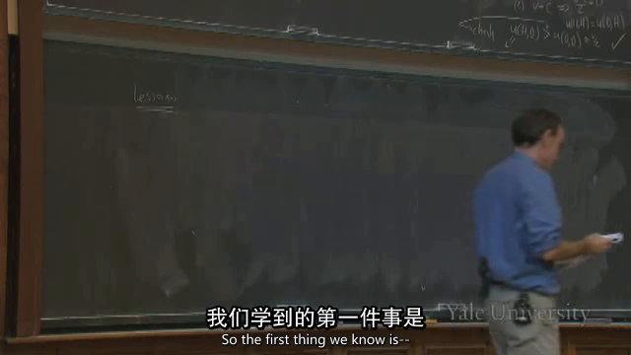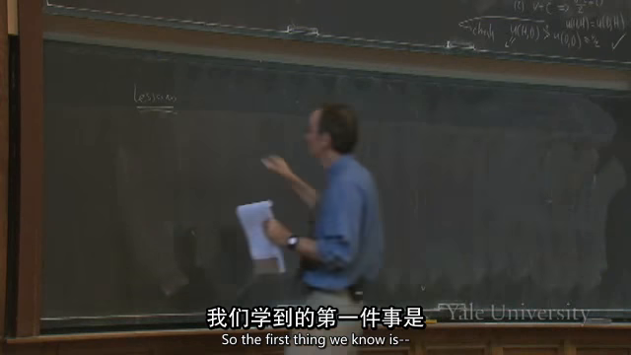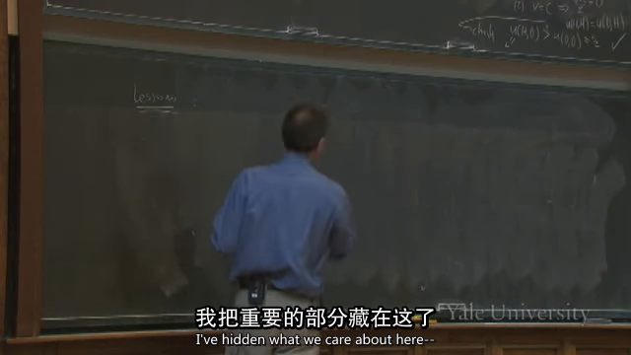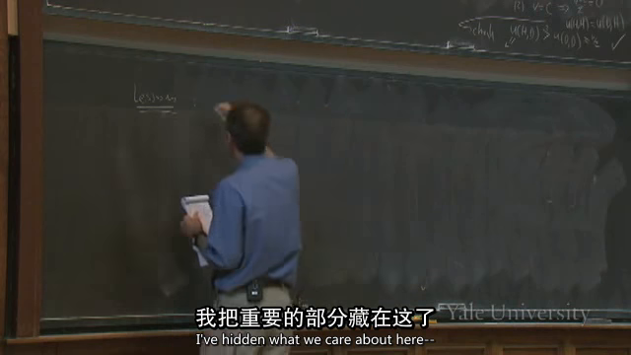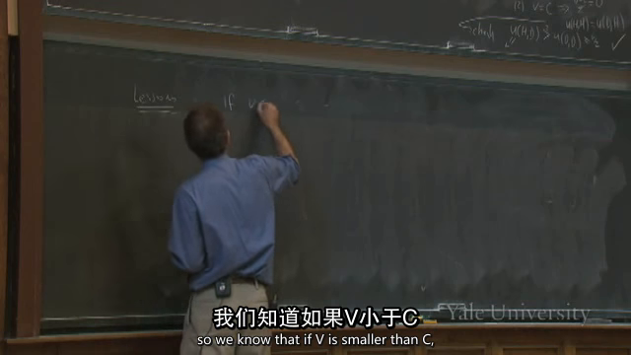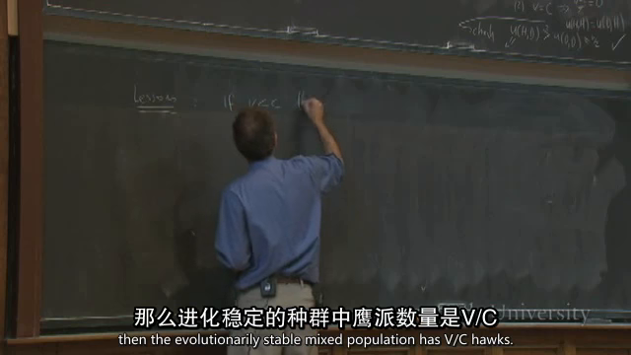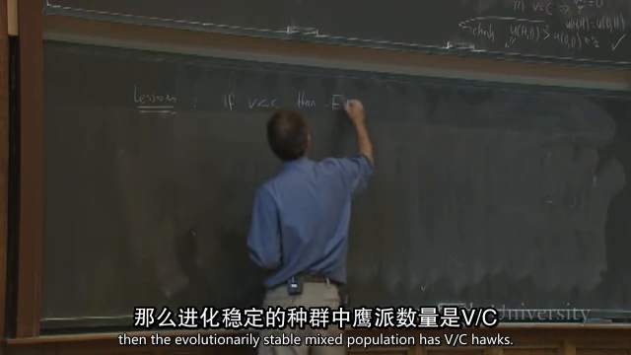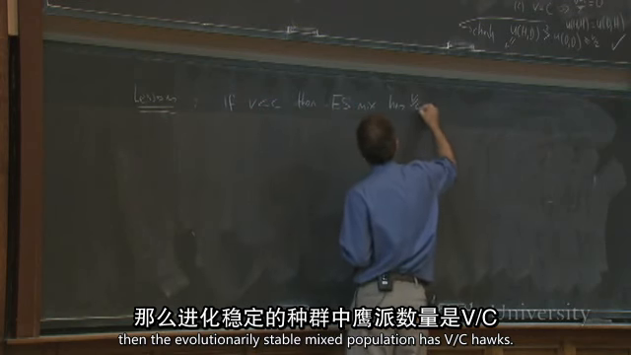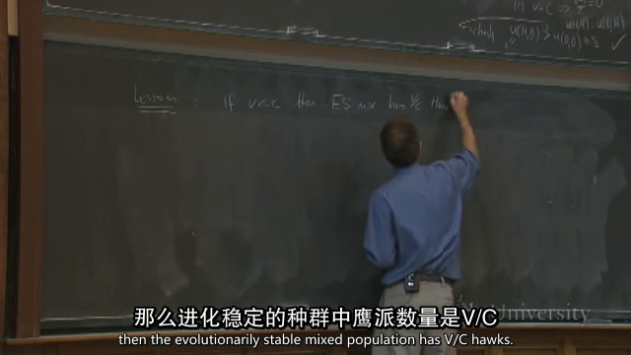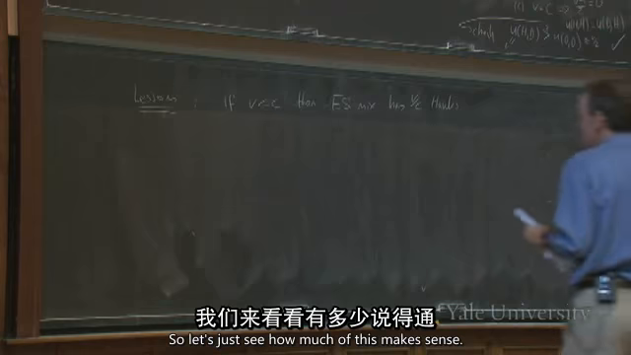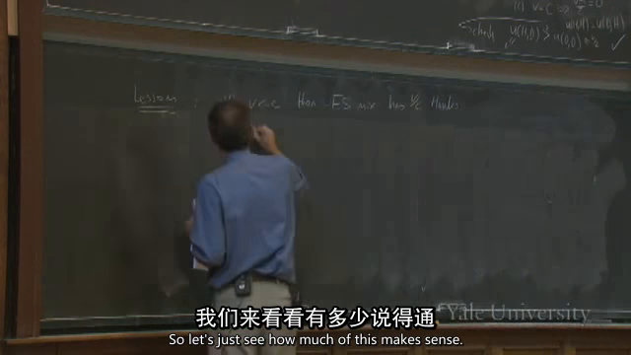All right. So the first thing we know is, I've hidden what we cared about here. So we know that if V is smaller than C, then the evolutionary stable mixed population has V on C hawks. All right. So let's just see how much of this makes sense.